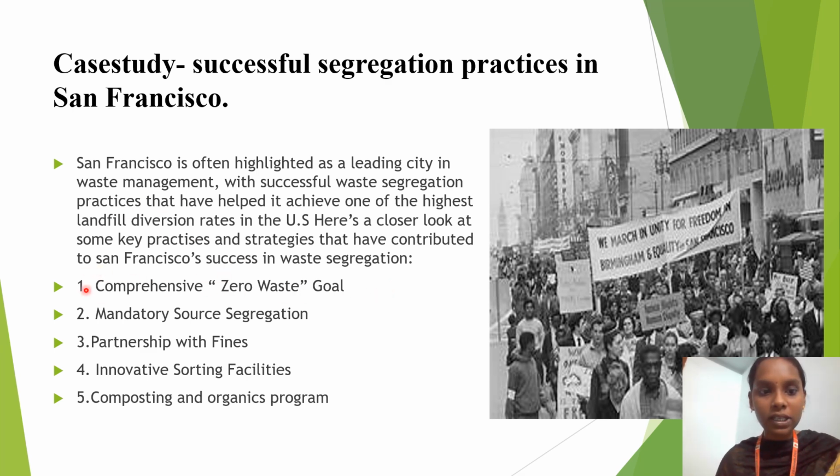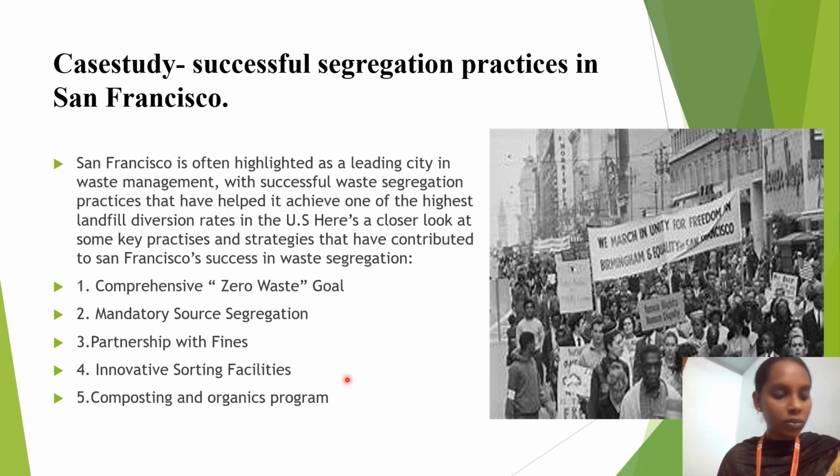The city is San Francisco. The key factors and strategies they followed are: a comprehensive zero waste goal, mandatory source segregation, partnerships with fines, innovative sorting facilities, and composting and organics programs. What is meant by the zero waste goal? San Francisco has an ambitious goal to achieve zero waste by 2025, meaning nearly all waste would be diverted from landfills.